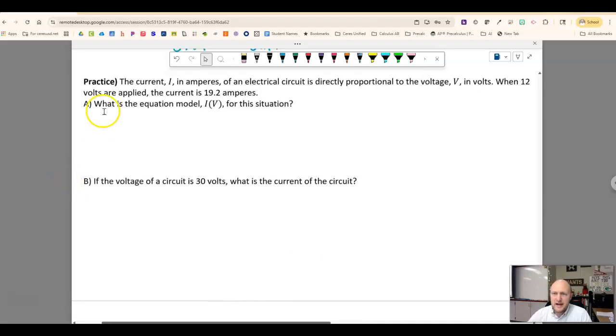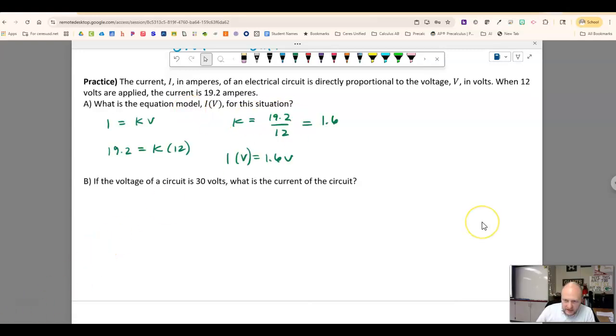Go ahead, please pause me and try A. They say the current in amperes of an electrical circuit is directly proportional to the voltage, V in volts. When 12 volts are applied, the current is 19.2 amperes. So what is the equation model I of V for the situation? Pause me. Try here. Okay, first, hopefully you went ahead and set up a direct variation model. I is equal to KV. You went ahead, secondly, and used the given information. If your amperes is 19.2 and your volts is 12, you can solve for K, divide both sides by 12. You get 1.6 is your constant variation for this model. So this is our equation. I of V, dependent upon V, is equal to 1.6 V.